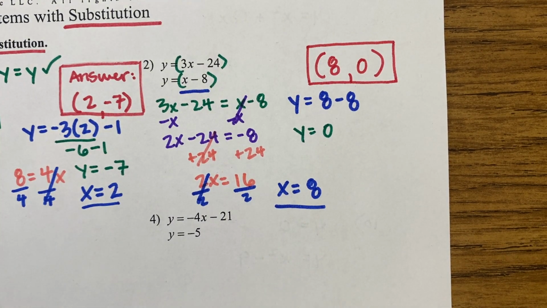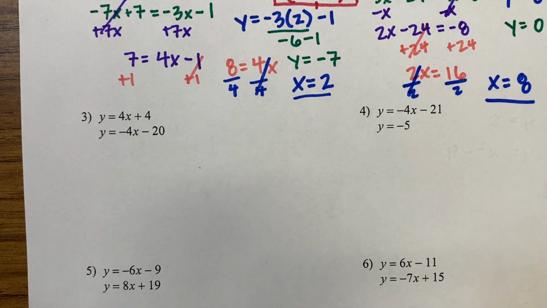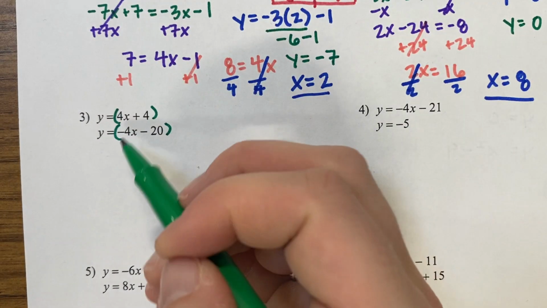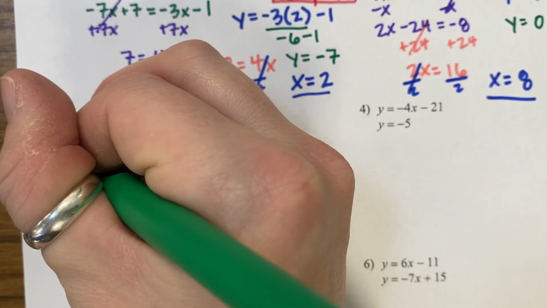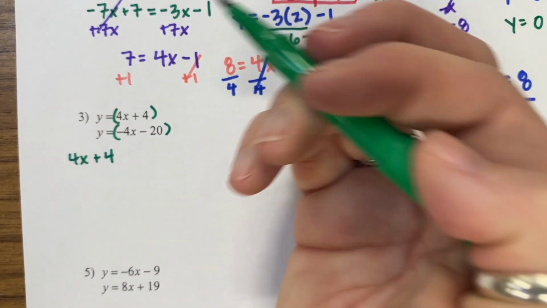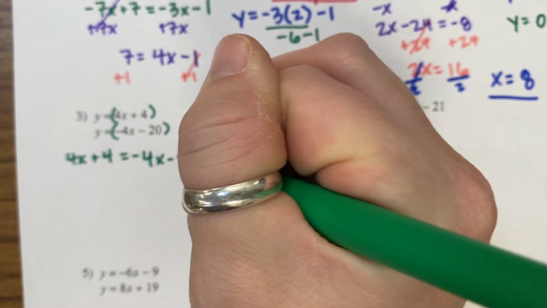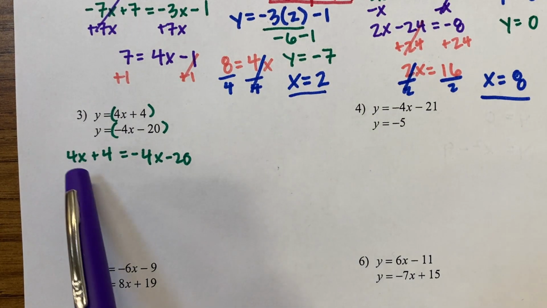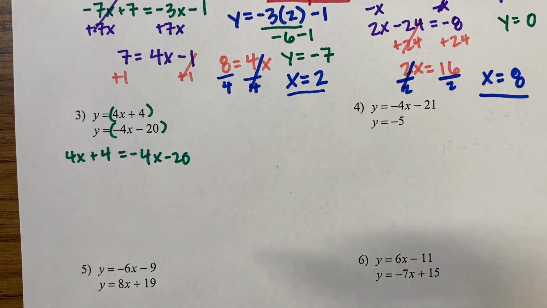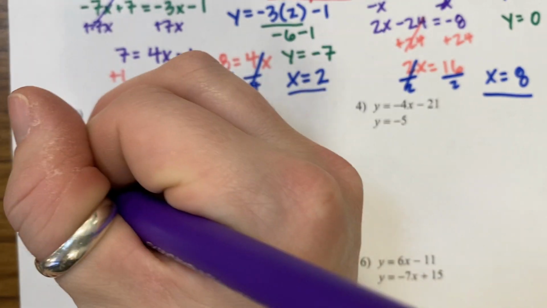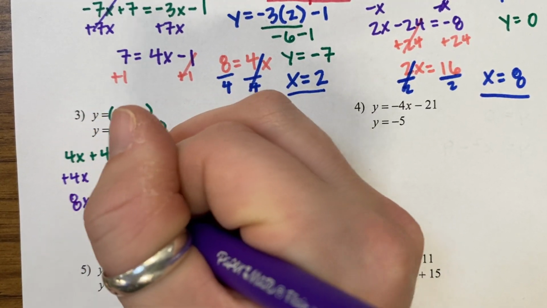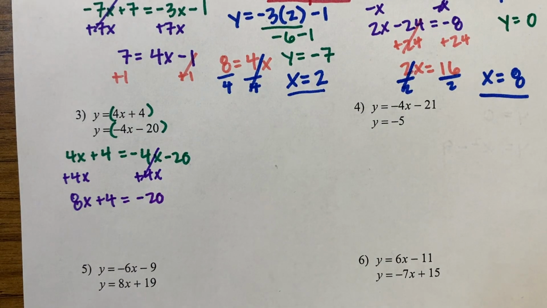Perfect. Okay, number 3. Again, they are both equal to y, which means they're equal to each other. So we have 4x plus 4 equals negative 4x minus 20. Okay, let's move all of our x's to one side. So out of positive 4 and negative 4, I know negative 4 is the smaller amount, so I'm going to do the opposite, add 4 x's. It's going to give me 8x plus 4 equals negative 20 left over there.